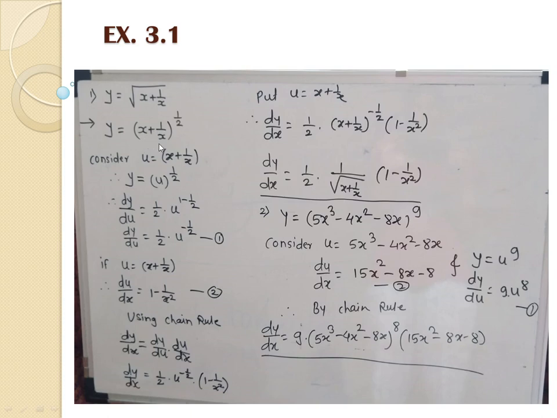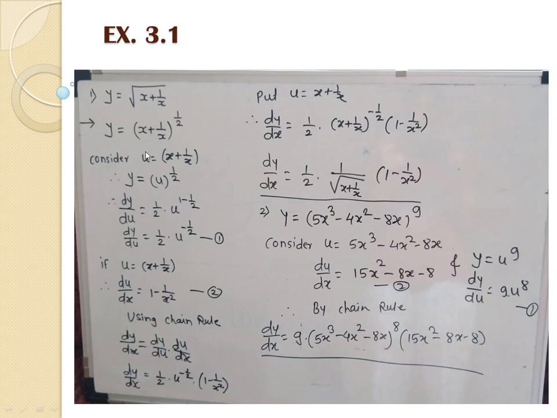Consider x plus 1 by x is equal to u. Therefore y is equal to u raised to 1 by 2. Now y is the function of u. So find derivative of y with respect to u. Therefore dy by du is equal to 1 by 2 into u raised to 1 minus 1 by 2. Therefore dy by du is equal to 1 by 2 u raised to minus 1 by 2. This is equation number 1.